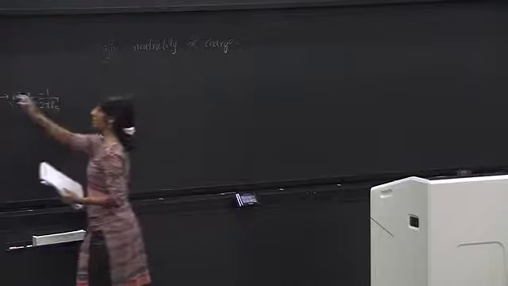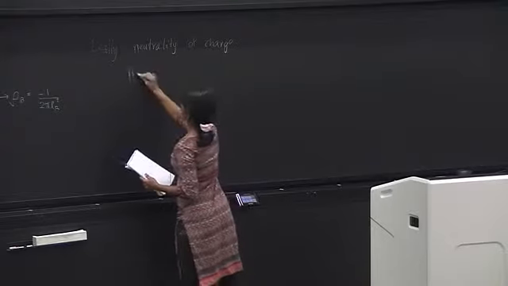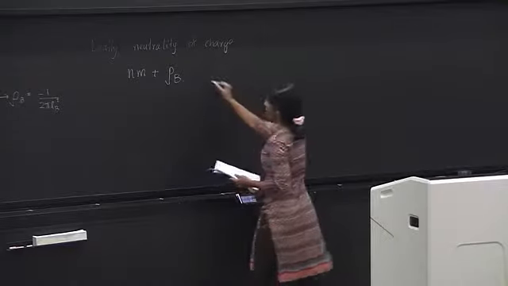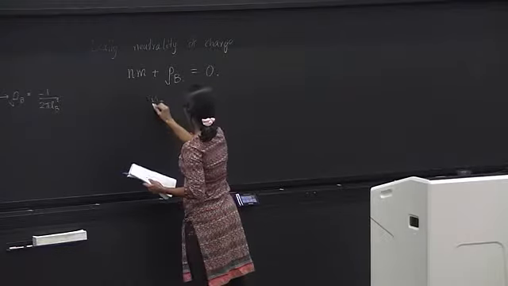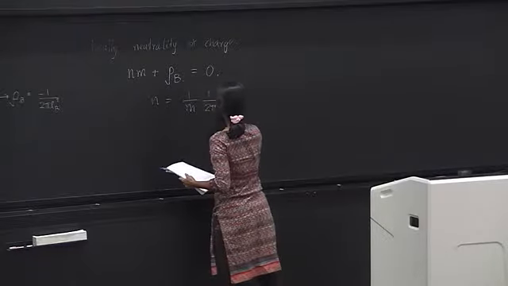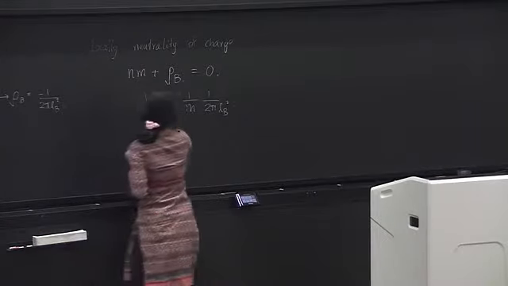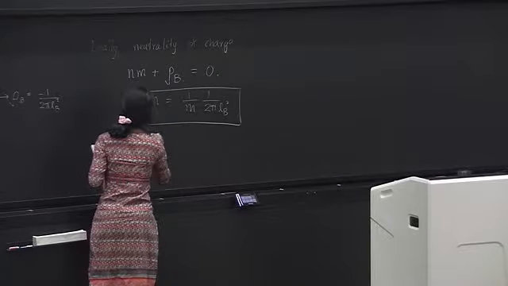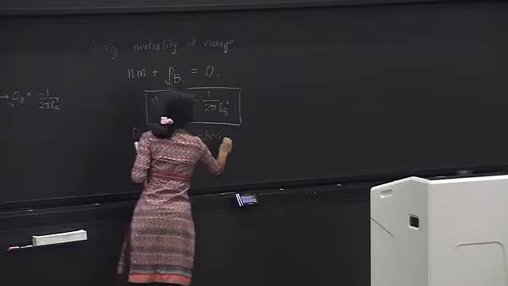So that the density of these m particles, let me call that small n, times the charge m, plus the density of the background has to be 0. Okay, so this condition tells me what the density of my m particles is, which by plugging in is this, which is a boxed result for us because this is the density of electrons in the Laughlin state.